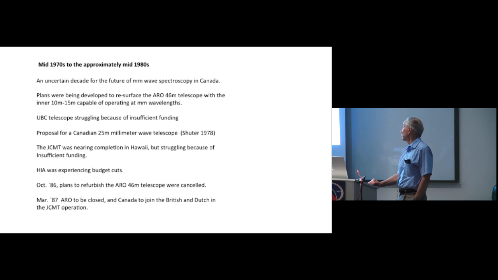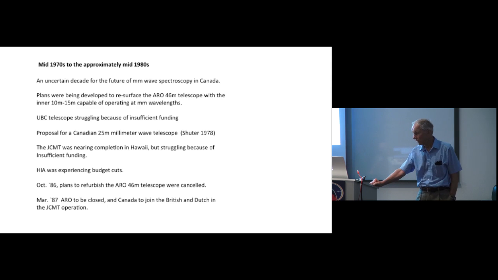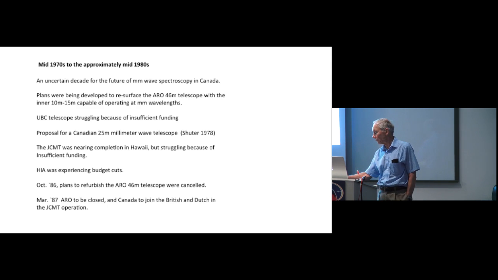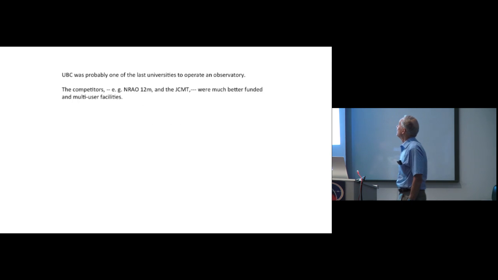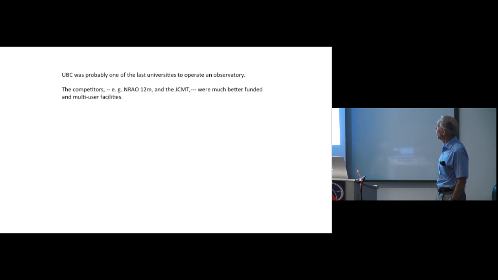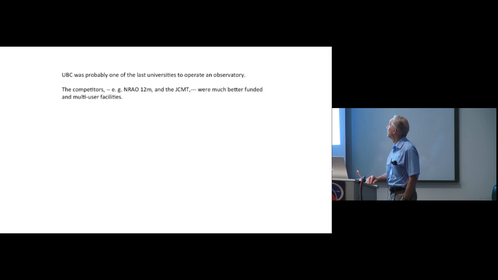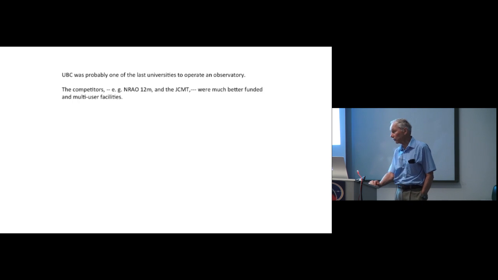Finally, in October 1986, plans to refurbish the ARO 46-meter telescope were canceled. And in May 1987, it was announced that ARO was going to be closed, and Canada was to join the British and the Dutch in the JCMT. So for the molecular line observers, the die had been cast. UBC was probably one of the last universities to operate as an observatory. The competitors that I've been mentioning were just much better funded, and now, of course, the trend is to national, if not multinational, facilities.